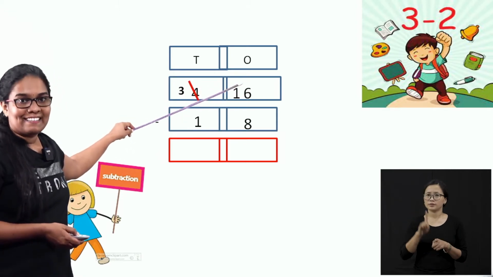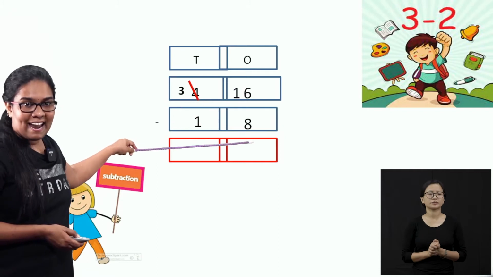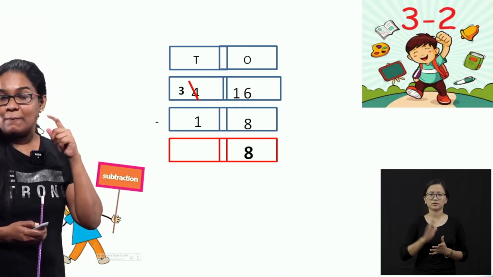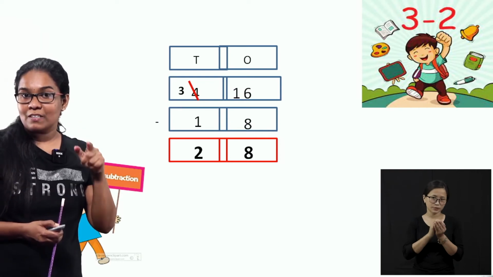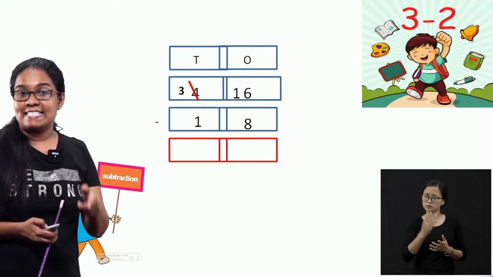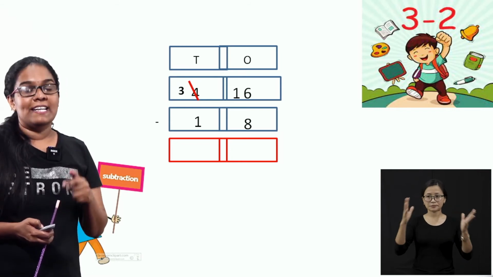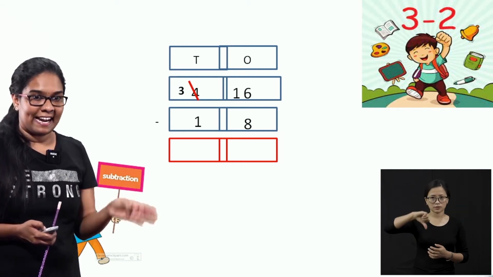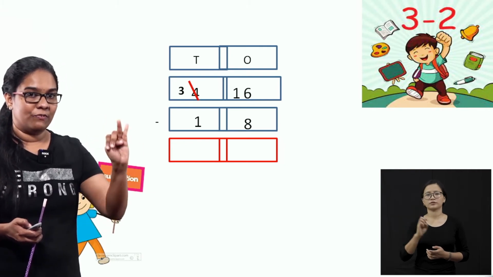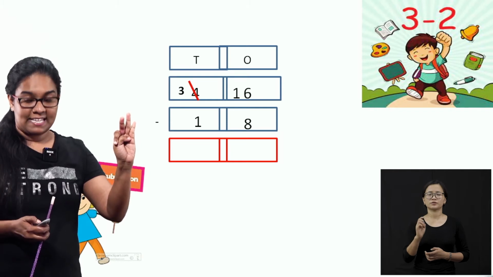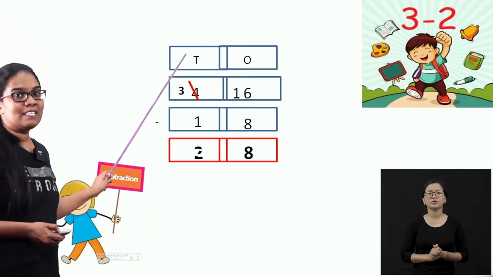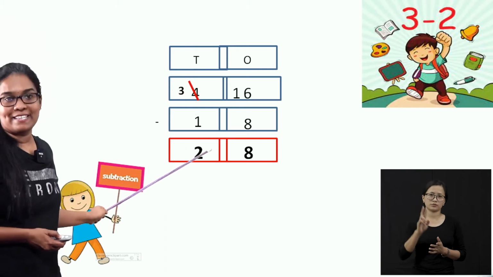Then 16 minus 8. You keep the bigger number in your mind. Which is the bigger number? Yes, 16 is the bigger number. Then start counting from 9. 9, 10, 11, 12, 13, 14, 15, 16. Yes, the answer is 8. Then 3 minus 1 is 2. Yes, the answer is 28.